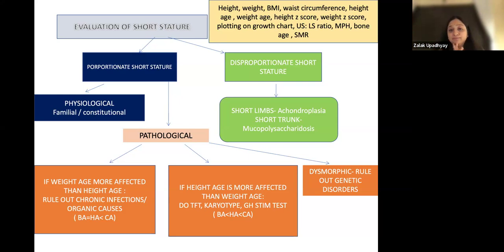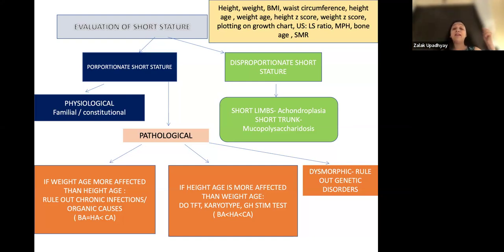So how do you evaluate? Disproportionate short stature, short limbs, achondroplasia, short trunk, MPS. So from disproportionate, you come to such a conclusion and then you order the test accordingly. Proportionate, we know physiological, familial, or constitutional delay.